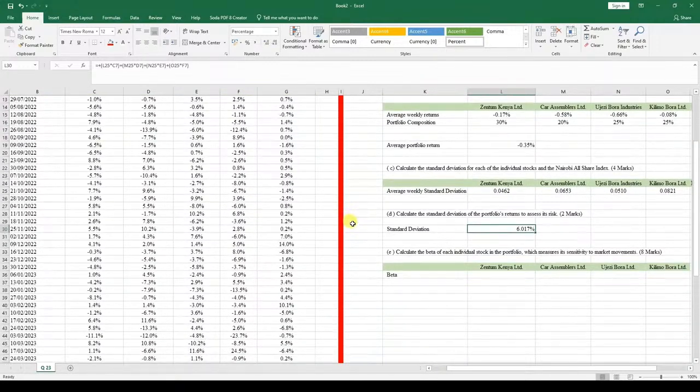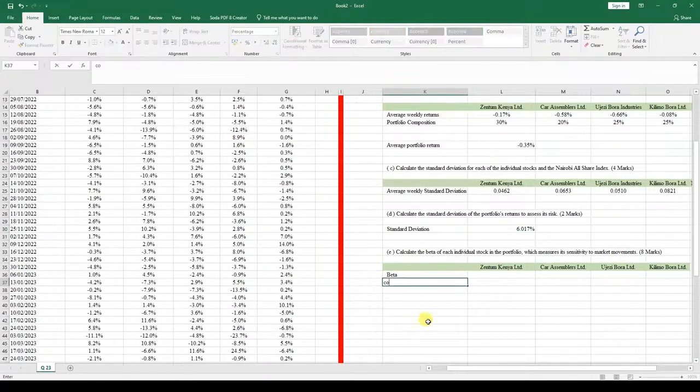Then finally, we are asked to calculate the beta for each individual stock in the portfolio, which measures its sensitivity to market movements. The beta is given by covariance of the market and stock, so you can put it like so, covariance of the market and the stock. Then we divide that against the variance of the market, like that. And that's what we're saying we're going to do. Covariance of the market and stock.